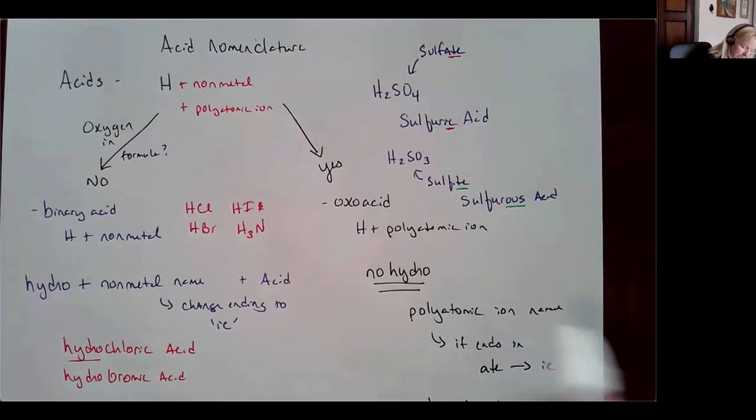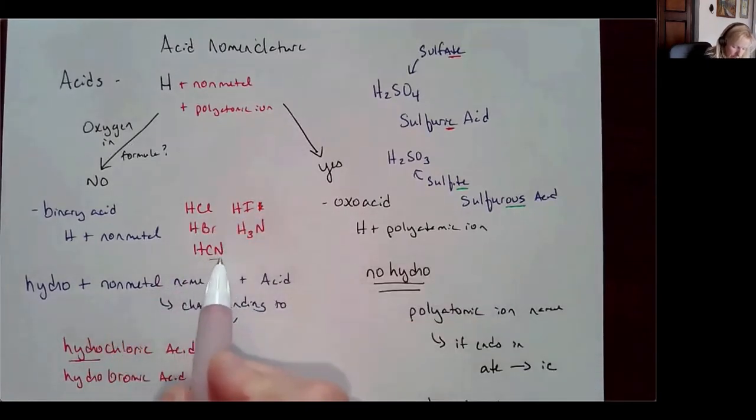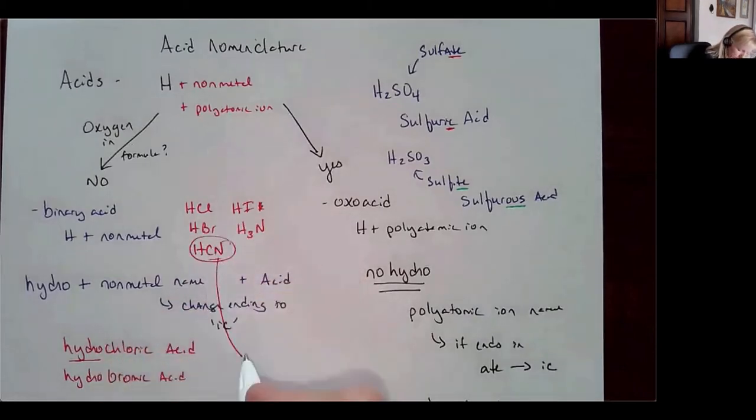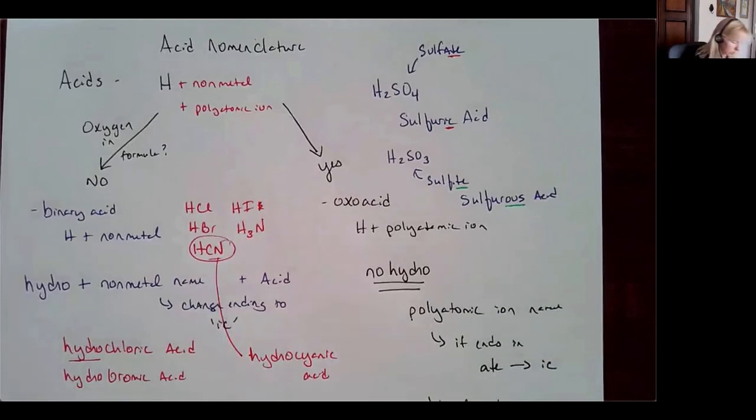So for instance, HCN is not necessarily a binary acid because CN is a polyatomic ion, but there's no oxygen here. So this would be an exception, and this would be hydrocyanic acid because this would be the cyanide polyatomic ion. So there are a couple exceptions to acid nomenclature.